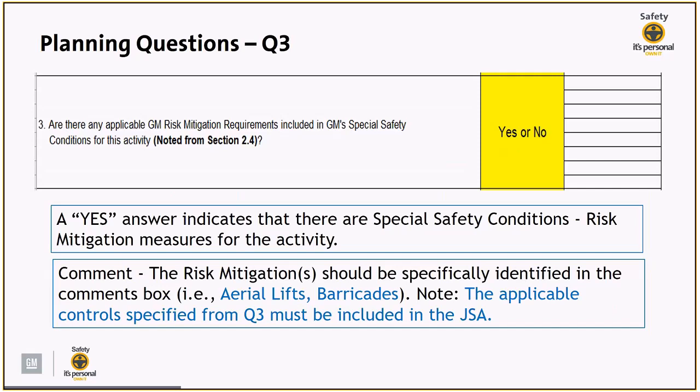Just a note so that you remember, the applicable controls specified from the risk mitigations must be included in the JSA. Right? So if we have any specific GM requirements included in the special safety conditions that apply, or in the risk mitigation sections that apply, this seller should have included those in the JSA.